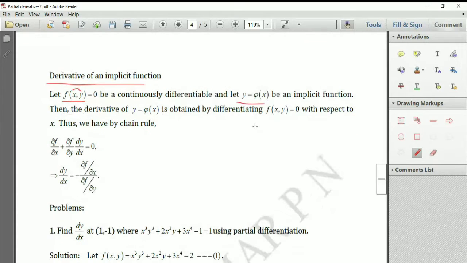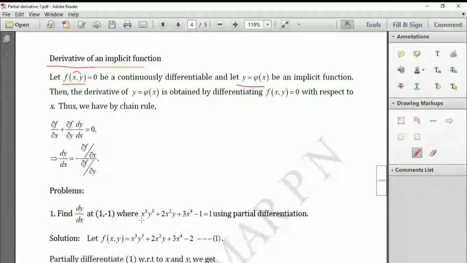You know what is meant by an implicit function? It is a function where you cannot express one variable in terms of the other. Here, see, x and y are mixed together. You cannot separate them. Such functions are called implicit functions.